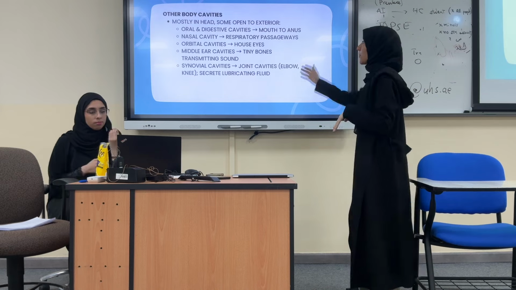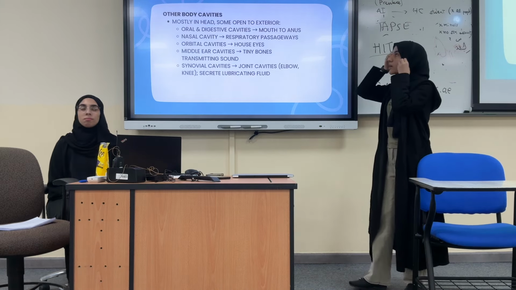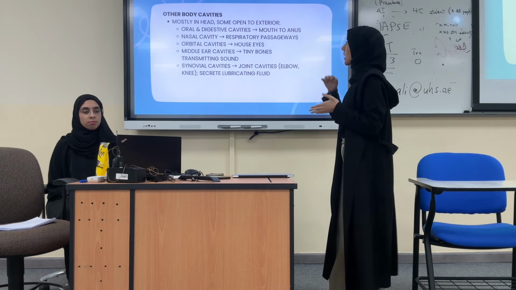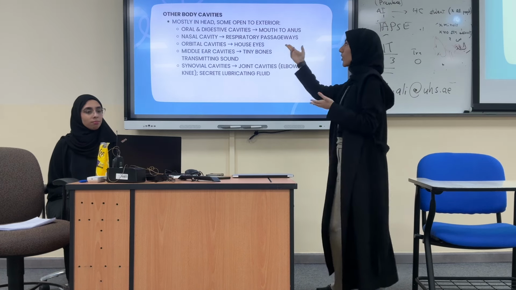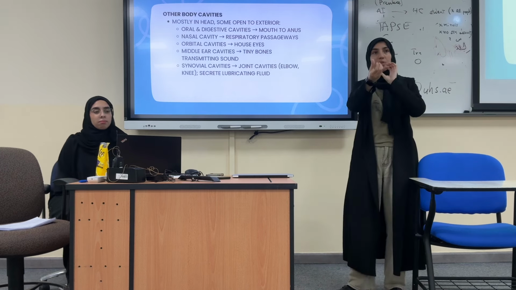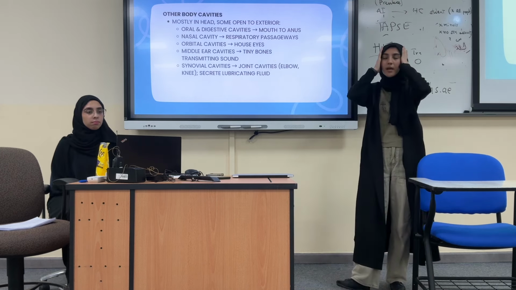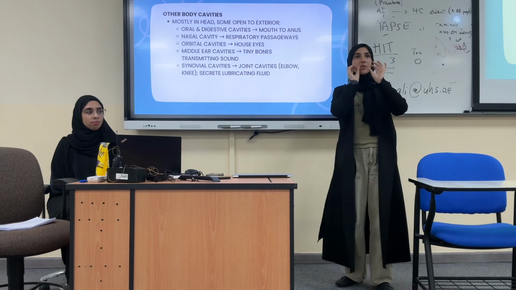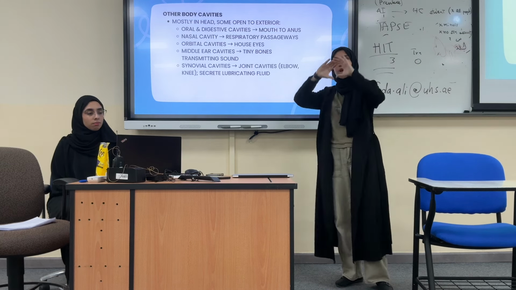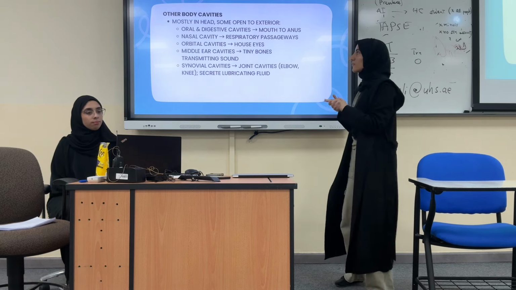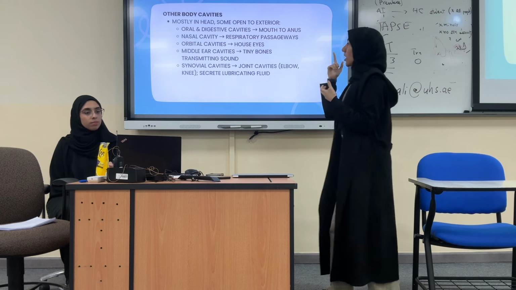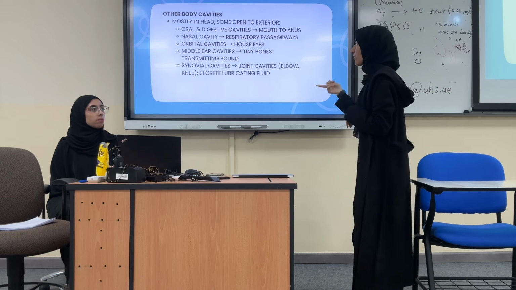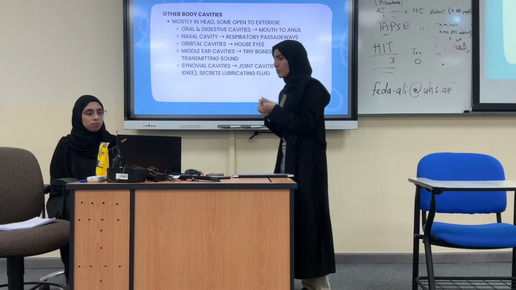Next. Other body cavities that are not mentioned in the diagram here, it's a small paragraph in the book. They're mostly unlined, some next to, some open to the exterior. For example, the oral and digestive cavities, they are open to the exterior of the body, unlike serosa. So the membrane that's lining the digestive organs, it's open to the body because there's an oral cavity. But their serous membranes are closed inside the body. Nasal cavity, orbital cavities, which house the eyes, middle ear cavities, synovial cavities between the joints. So just memorize these.